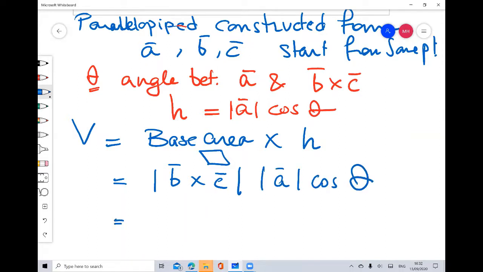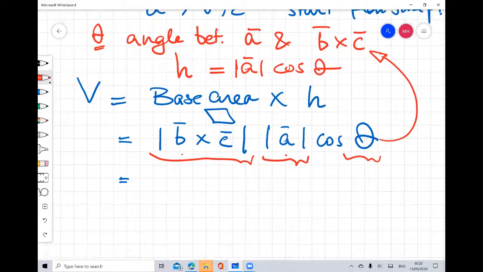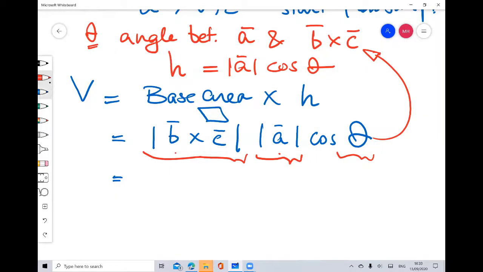Now this gets me back to the definition of the dot product. If I have a dot product between two vectors, it is equal to the product of the magnitudes times cosine of the angle theta between them. Is this theta the angle between A and B cross C? Yes, we just saw it from the figure. Theta is the angle between A and B cross C. That is why the volume will be B cross C dot product with A, that is A dot B cross C.